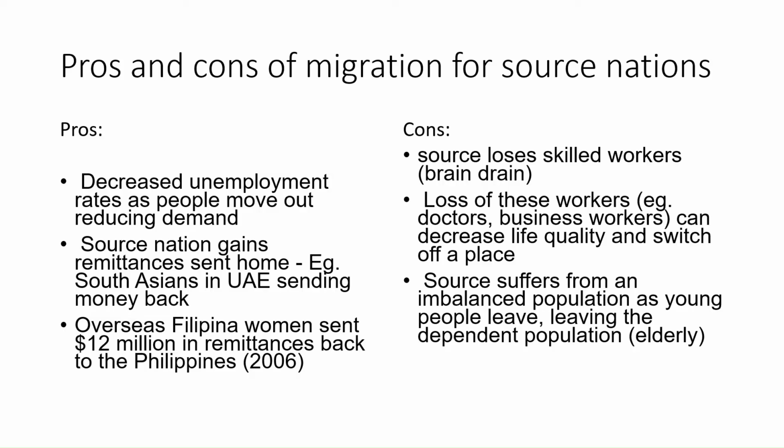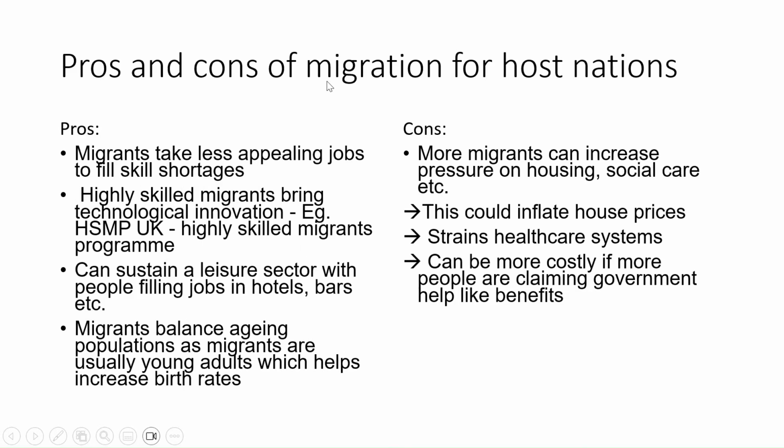A con for the source nation would be that they suffer from brain drain. Imagine you're in a source nation and you're the only IT guy there, and you leave. Then you really reduce the opportunity for the source nation or your region to develop a high skilled economy. A lot of these workers, such as doctors and business workers, leaving can decrease life quality and switch off a place in globalization. Another big thing is that the source would suffer from an imbalanced population, as usually the younger people make up the bulk of migrants, and they leave the dependent population behind, such as the elderly.